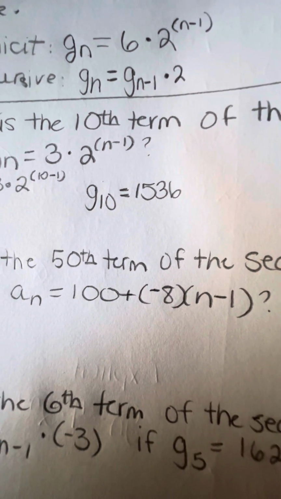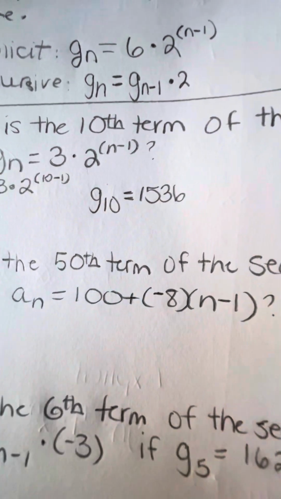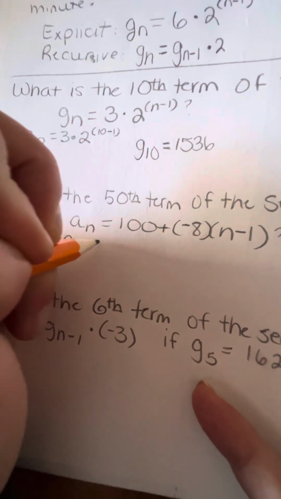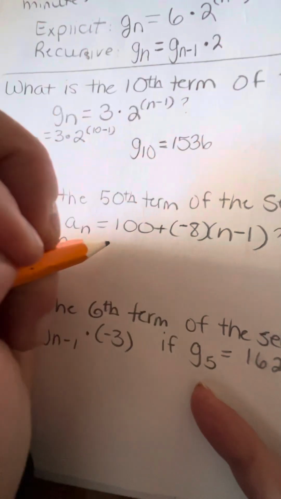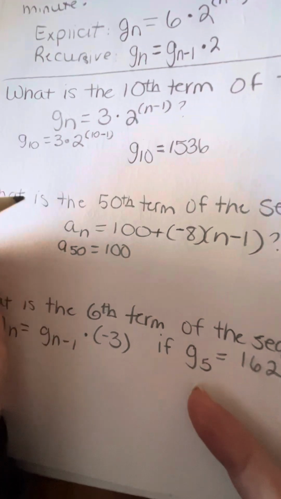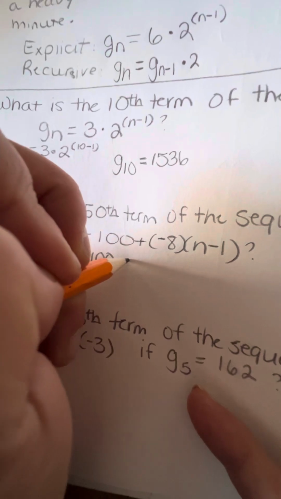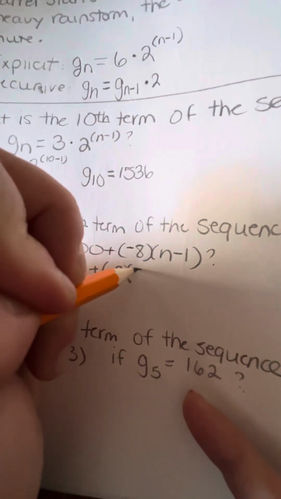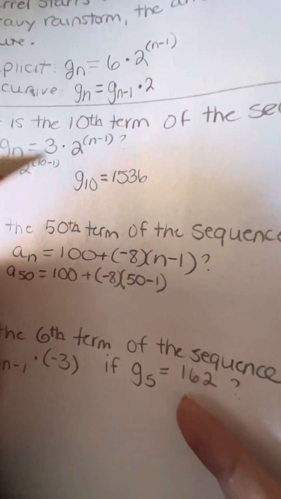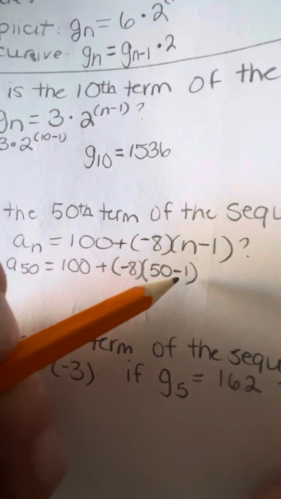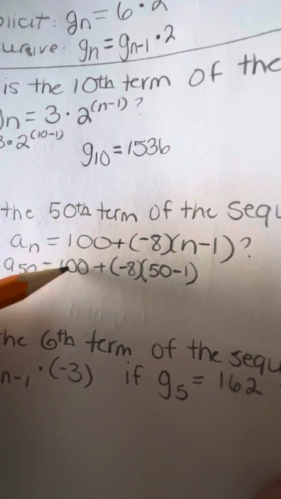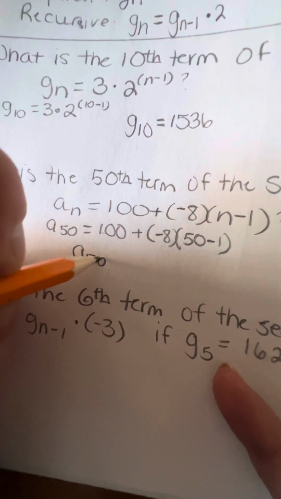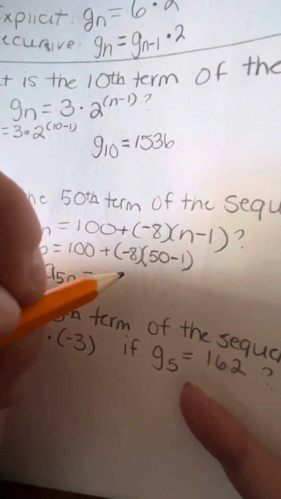And so instead of subtracting 8 over and over again 50 times, we're just going to plug it into the equation. A sub n is going to be replaced with 50 because we are looking for the 50th number. It's equal to the first number we started with, 100, plus the negative 8, and then where n is, we're going to replace it with 50 again. So we're going to take negative 8, times it by 49, and then add 100 to that. And we're going to get our A sub 50, or our 50th term, which is actually equal to negative 292.